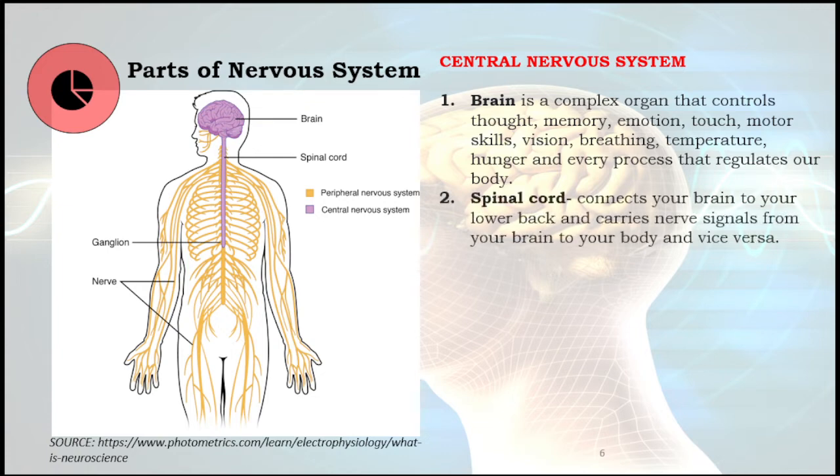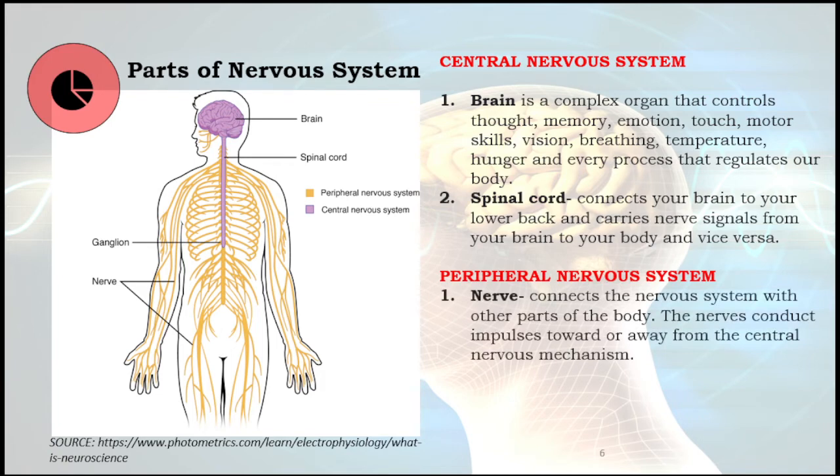Next one is the spinal cord. The spinal cord connects your brain to your lower back and carries nerve cell signals from your brain to your body and vice versa. Let us proceed with the parts of the peripheral nervous system.